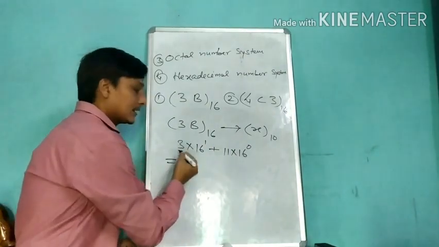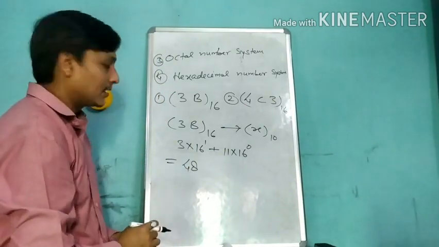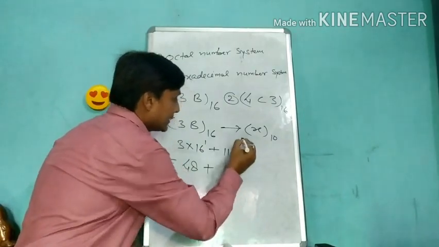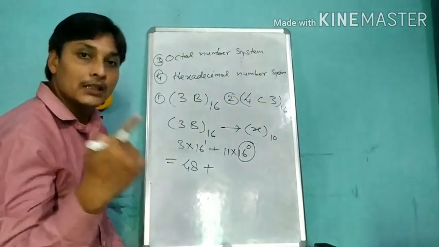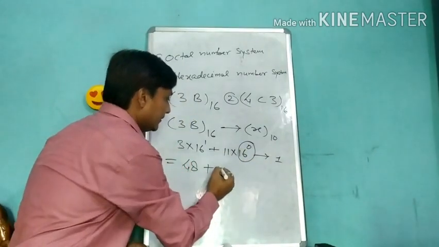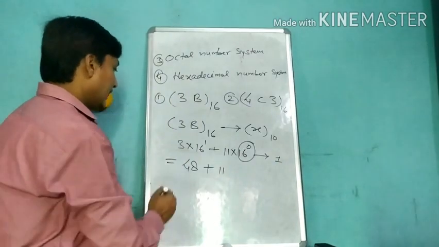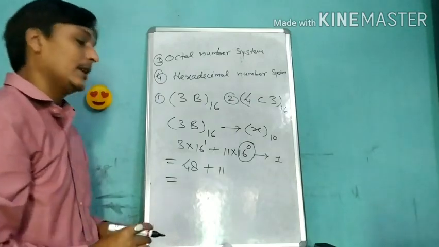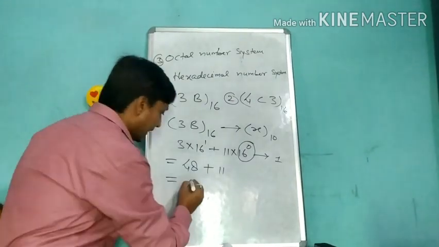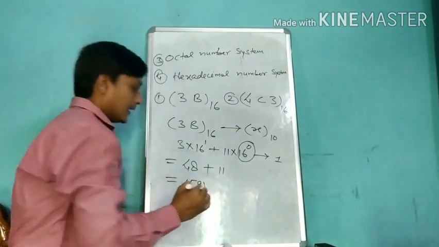Now what would be the value? 16 3s are 48, very good. Your math is really very good. 48 plus, if the base is 16 and the power is 0, what would be the value over there? 1. Exactly. So 1 into 11 is 11. So calculate the value: 48 plus 11. The total value will come 59. Exactly. 59 base 10.